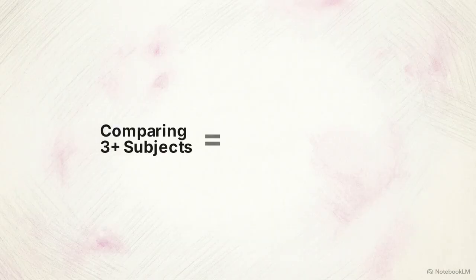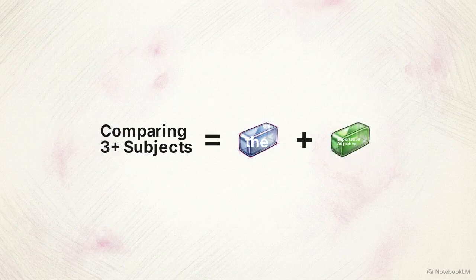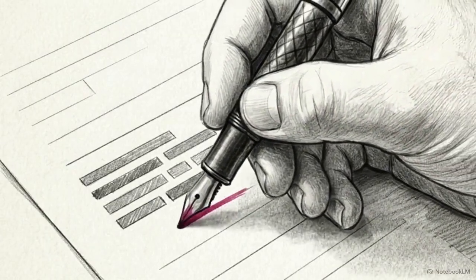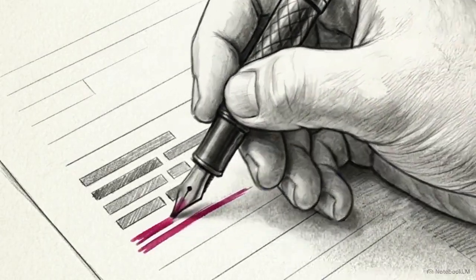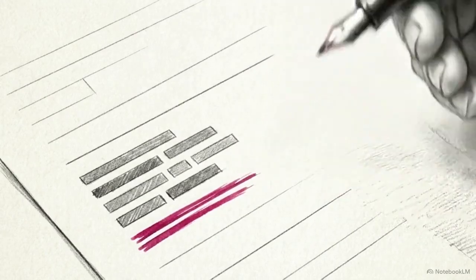This equation is vital. Whenever you use a superlative, you must include the article the directly before the adjective. Omitting the before a superlative is a common mistake. Checking for this article serves as a final safety net for your score.